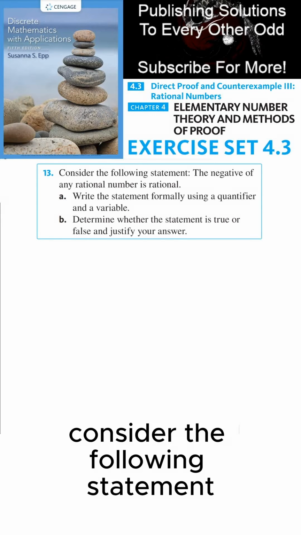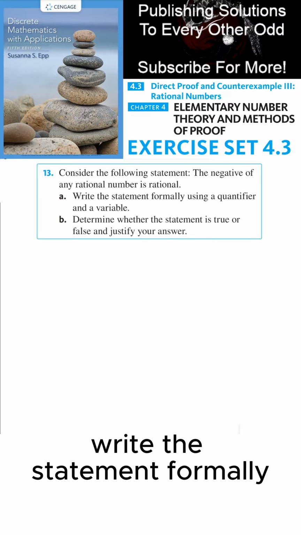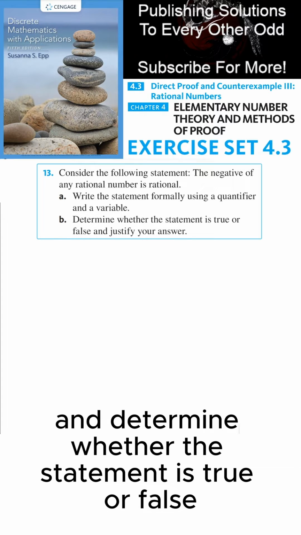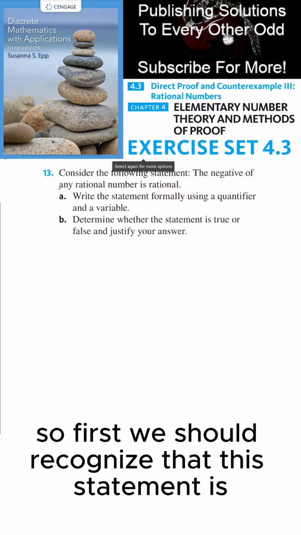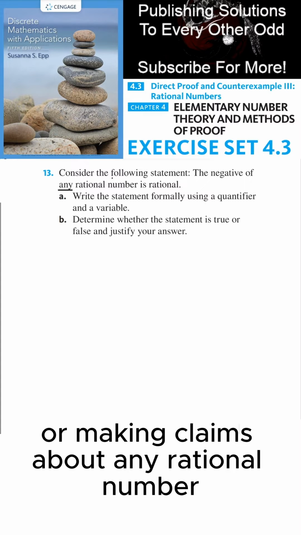Consider the following statement. The negative of any rational number is rational. Write the statement formally using a quantifier and a variable, and determine whether the statement is true or false and justify your answer. So first we should recognize that this statement is universally quantified, and what is being quantified are rational numbers. We're making claims about any rational number.